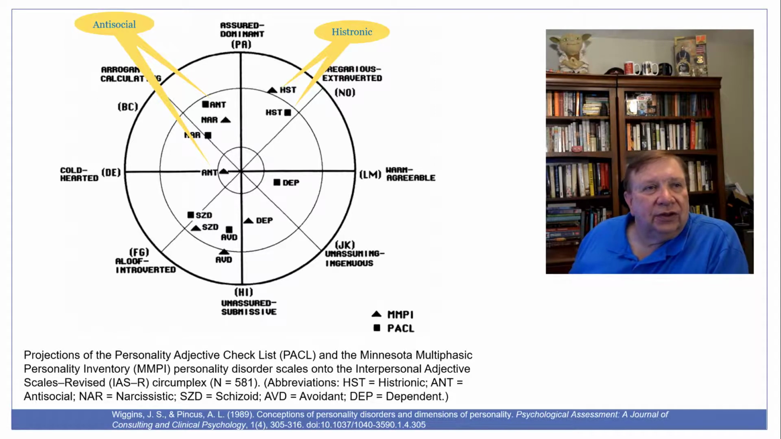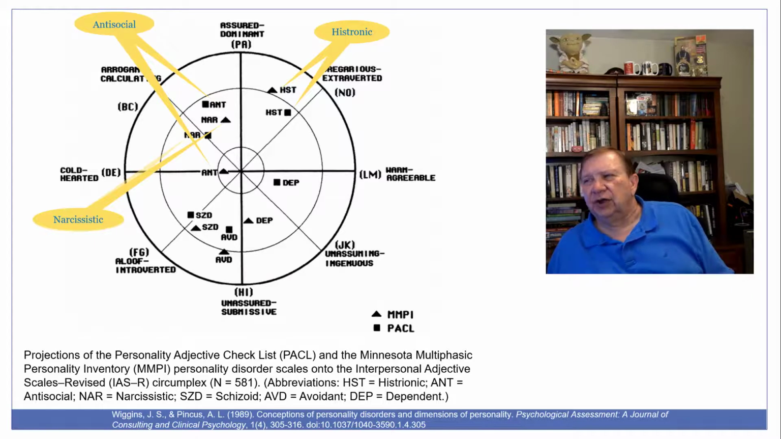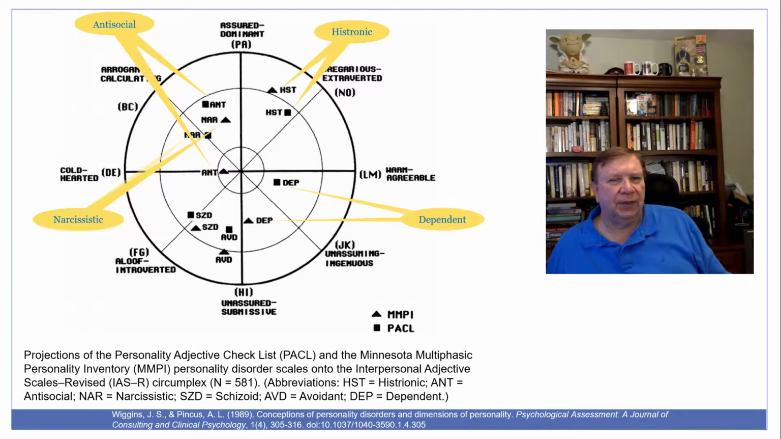Antisocial. Notice that one really splits across the two different clinical scales, but it's kind of cold-hearted and calculating, which kind of fits in with what I would think of as antisocial a bit. Narcissistic personality disorders are arrogant and calculating. They come close to each other.